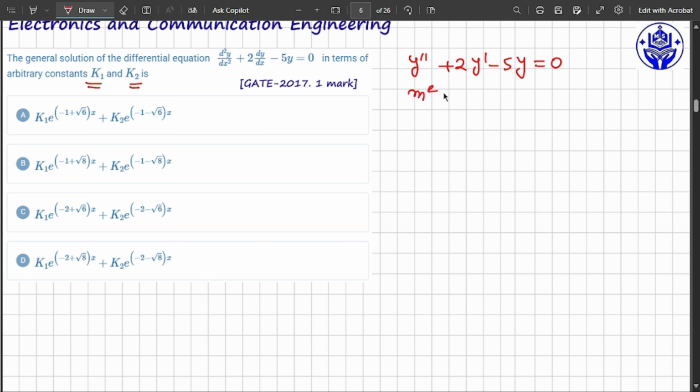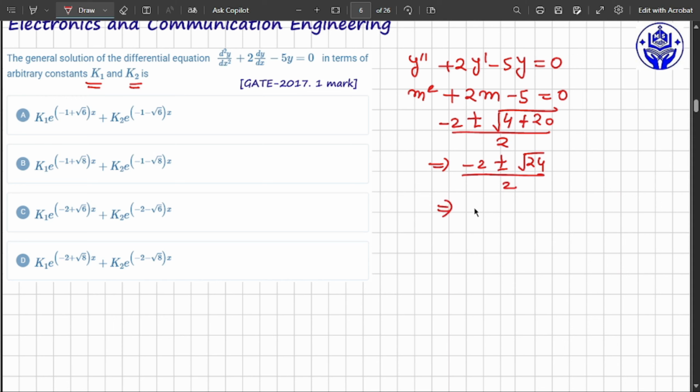We'll find the auxiliary equation: m square plus 2m minus 5 equals 0. Then m is minus 2 plus or minus root of b square minus 4ac, which is 4 plus 20, upon 2. So it is minus 2 plus or minus root 24 upon 2. And 24 is 12 into 2, or 6 into 4, or we can write it as 4 into 2 into 3.